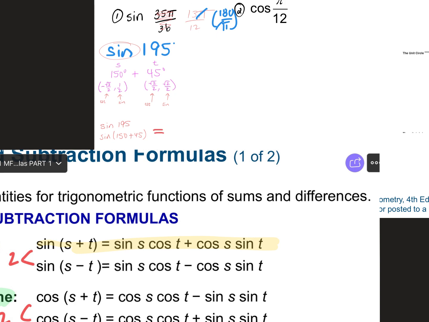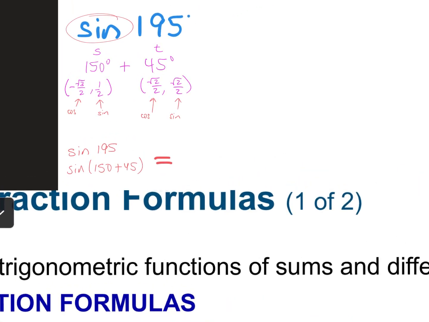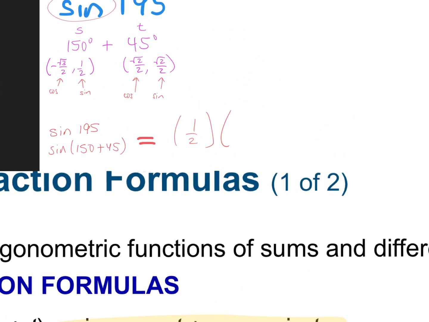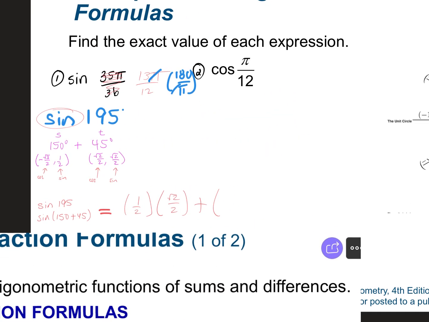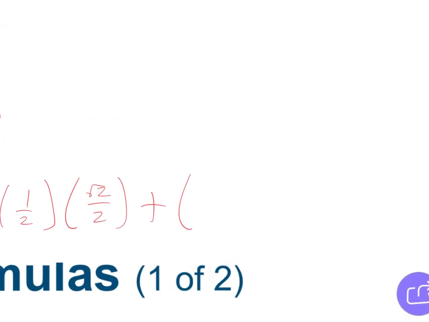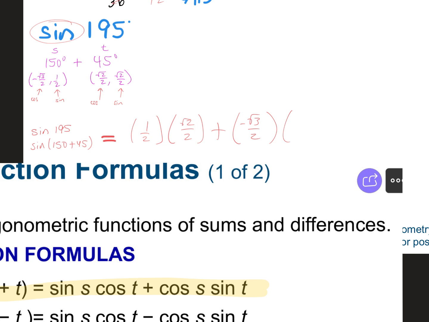The formula says sine of S. Well, what is the sine of S? 1/2, times, what's the formula say? The cosine of T. What's the cosine of T? Square root of 2 over 2. Good. Plus, what's the formula say? Cosine S. What's the cosine of S? Negative square root of 3 over 2, times the sine of T. What's the sine of T? Square root of 2 over 2.